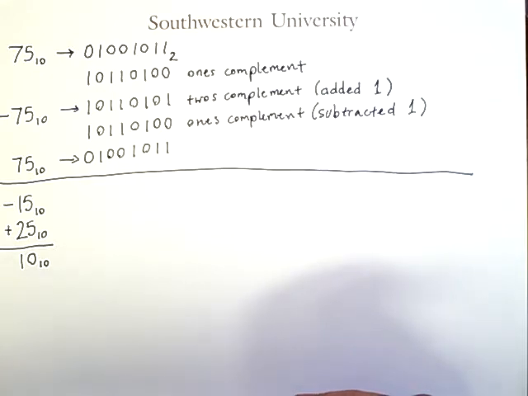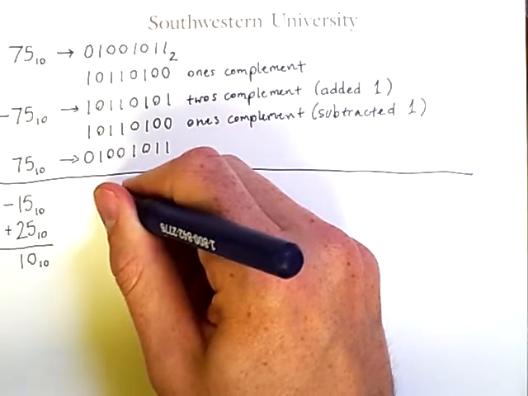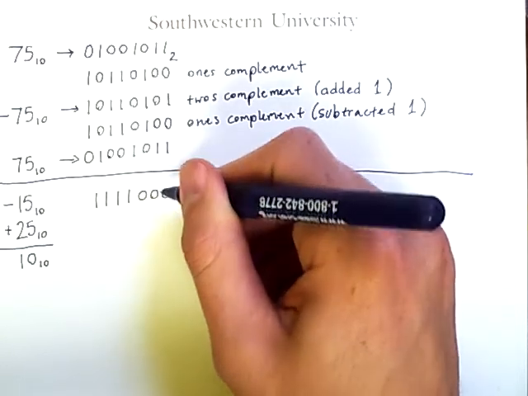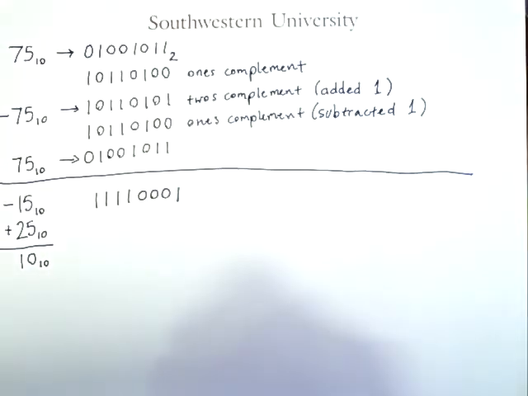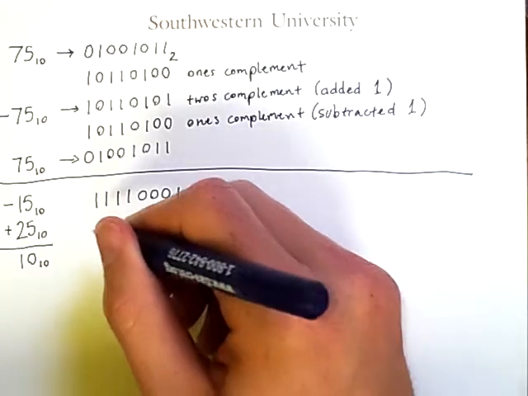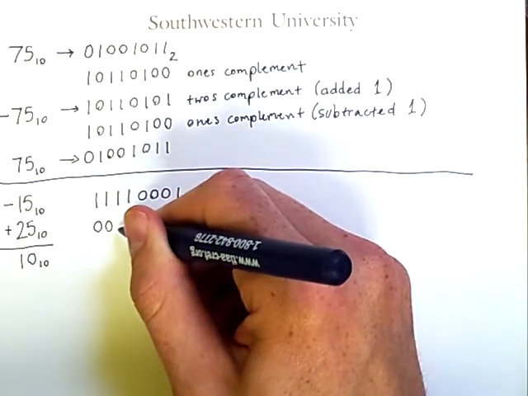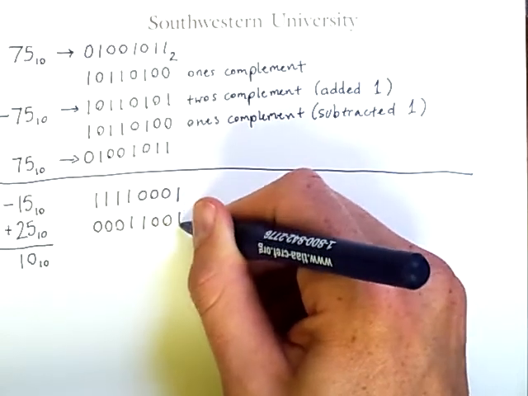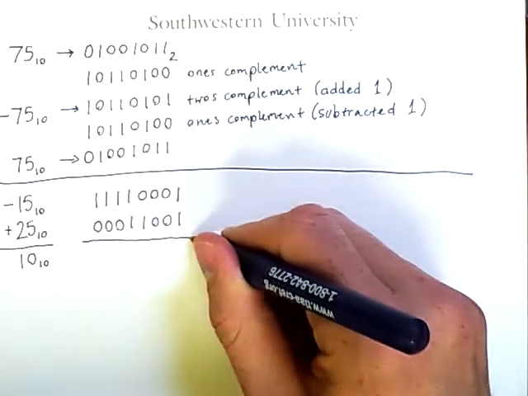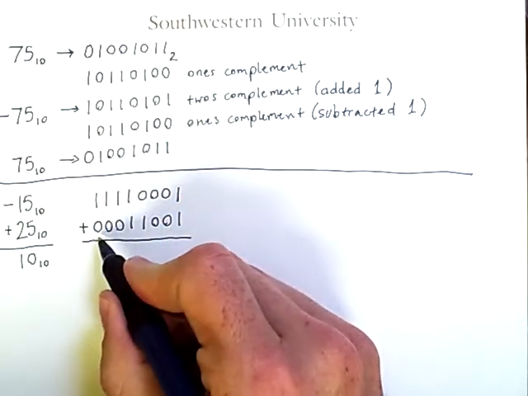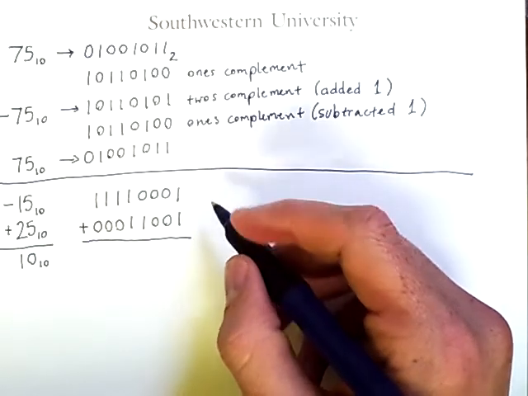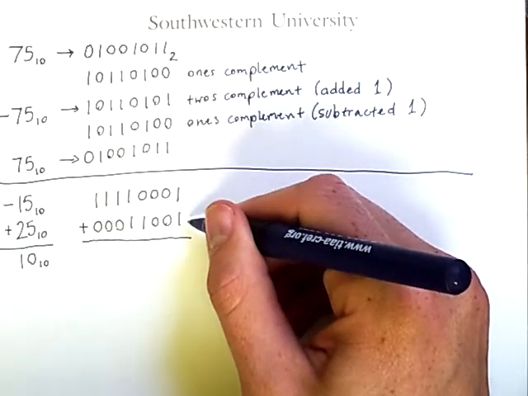The 2's complement representation of negative 15 is 1, 1, 1, 1, 0, 0, 0, 1. You should be able to confirm this on your own based off of content in the previous modules. The binary representation of positive 25 is 0, 0, 0, 1, 1, 0, 0, 1. We will be adding these numbers. This one is positive and this one is negative, but that's not really relevant to the computer when it's adding numbers. It simply does binary arithmetic.